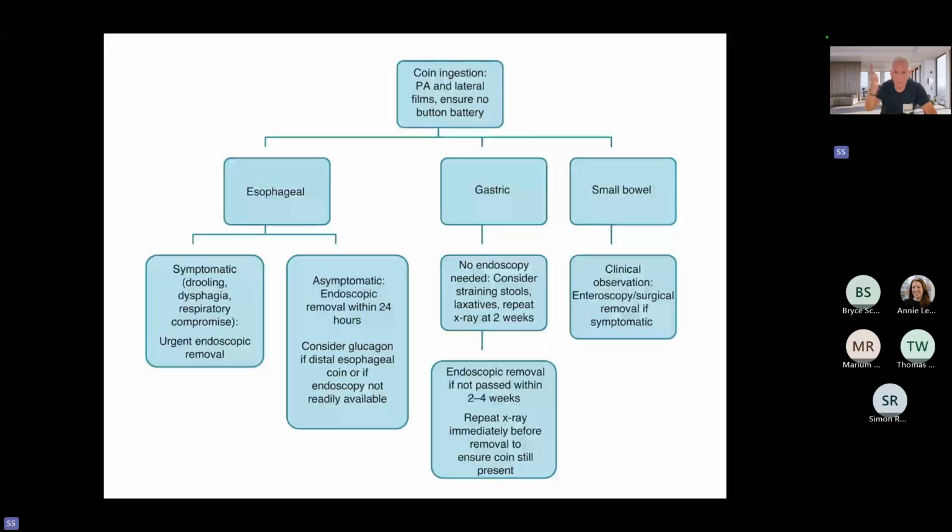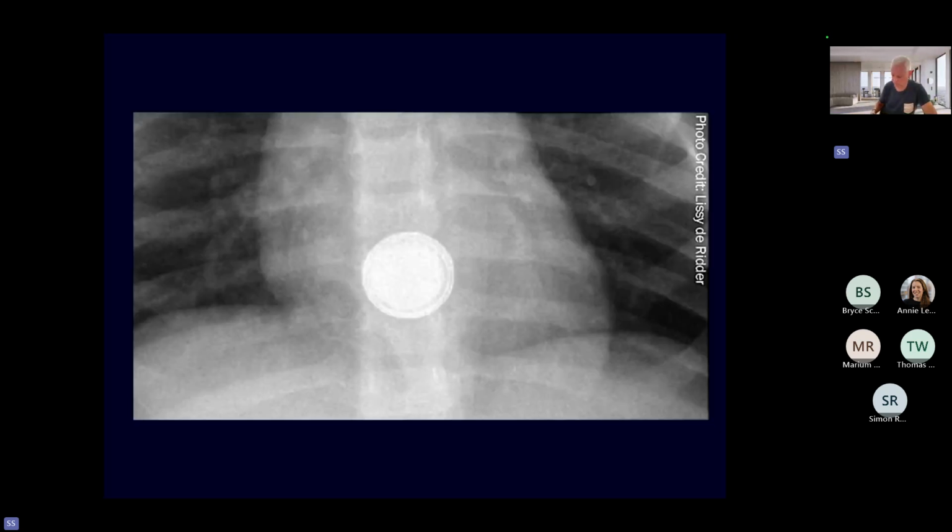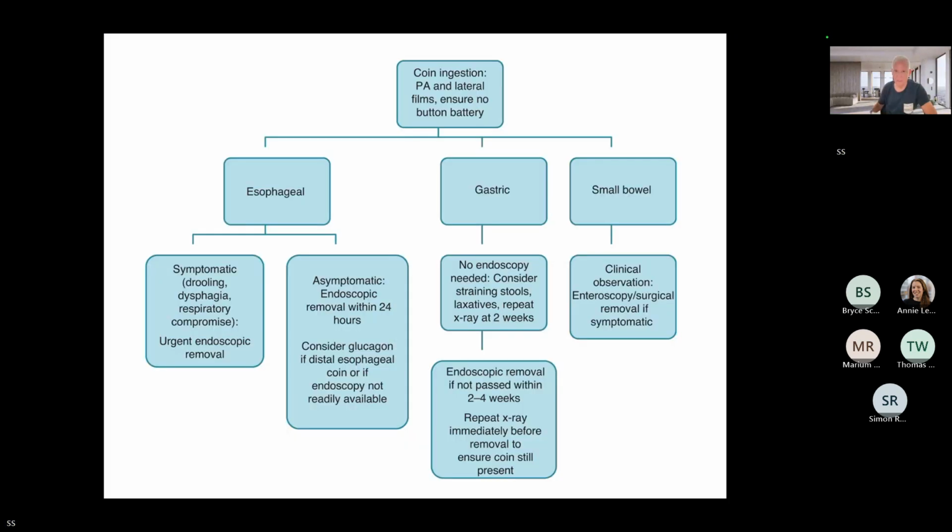So here we have everything in review. We have the coin ingestion: PA and lateral films. Ensure it's not a button battery. If it's esophageal and the patient is asymptomatic, removal within 24 hours. Glucagon, I've not used it.